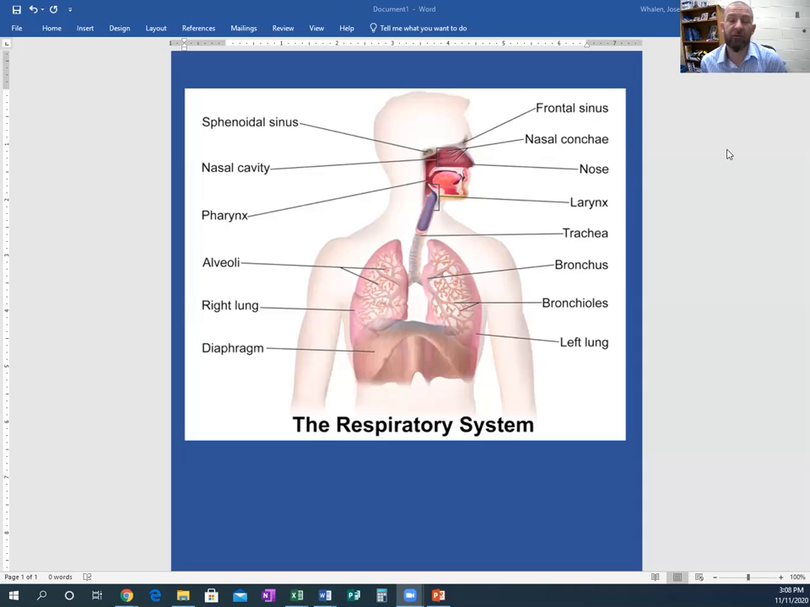Okay, folks, so here's going to be a quick review for our Chapter 6 Anatomy and Physiology test. So what we have is a few questions from the classes to go over just briefly, some specific things there. And we'll start with the respiratory system.